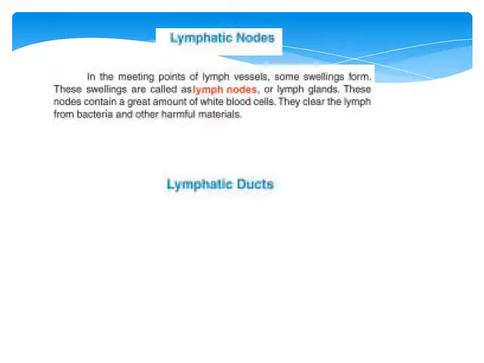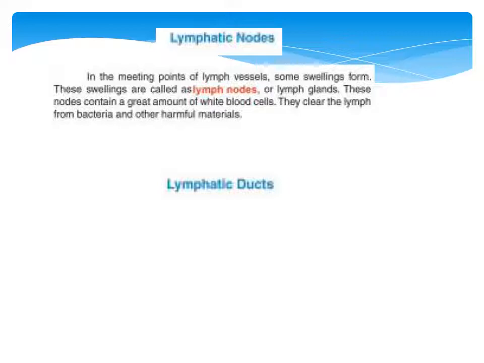Now, what are lymphatic nodes or lymphatic glands? Lymphatic nodes, or lymphatic glands, are the swellings in the meeting point of lymph vessels. These nodes contain a great amount of white blood cells. What is the function of the lymphatic nodes? Location: in the meeting point of lymph vessels. Function: they clear the lymph from bacteria and other harmful materials.